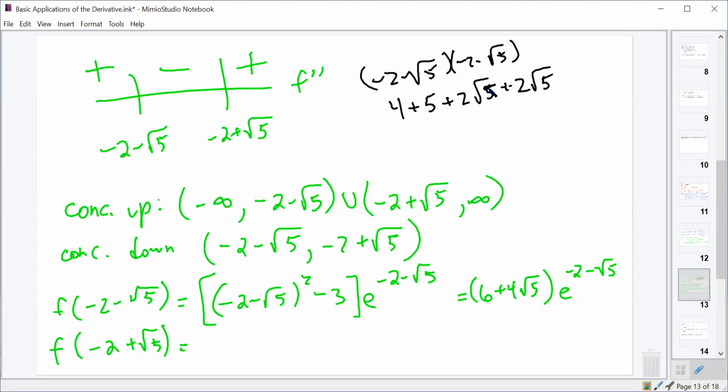I just did it in my head. I didn't write it out. So if we do the negative 2 plus root 5, we're still going to get the positive 4, the positive 5, which is 9, and the minus 3, which is 6. And so that's going to give us 6 minus 4 root 5 this time, times e to the negative 2 plus root 5. I'm not going to write them out, but our points of inflection are negative 2 minus root 5, comma this, and negative 2 plus root 5, comma that. Everybody good there?